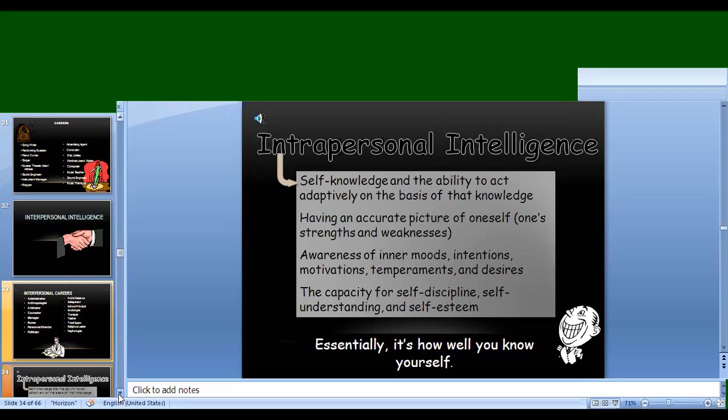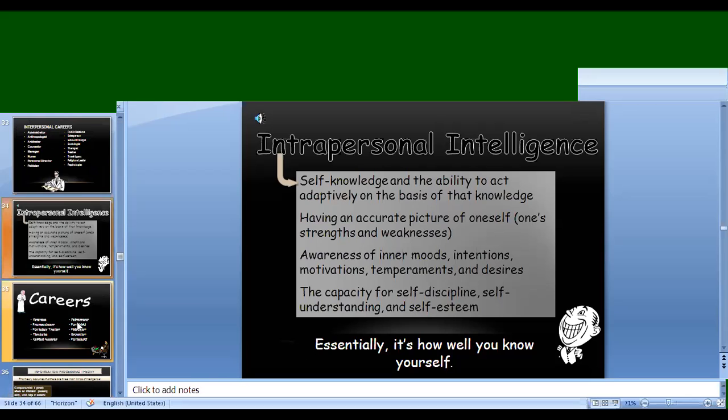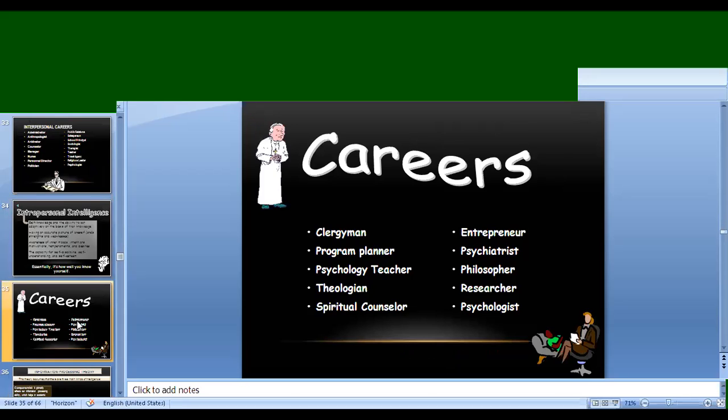Okay, then comes the question, what kind of careers are good? The person who has more self awareness. They say it's clergymen, psychology teachers, theologians, spiritual counselors, psychiatrists, philosophers, researchers, psychologists, they all are high on self awareness.